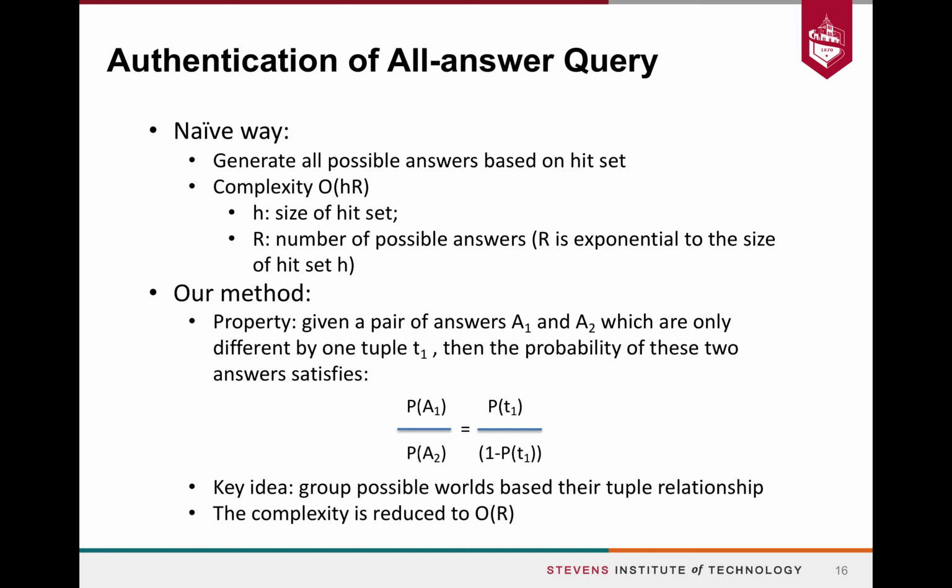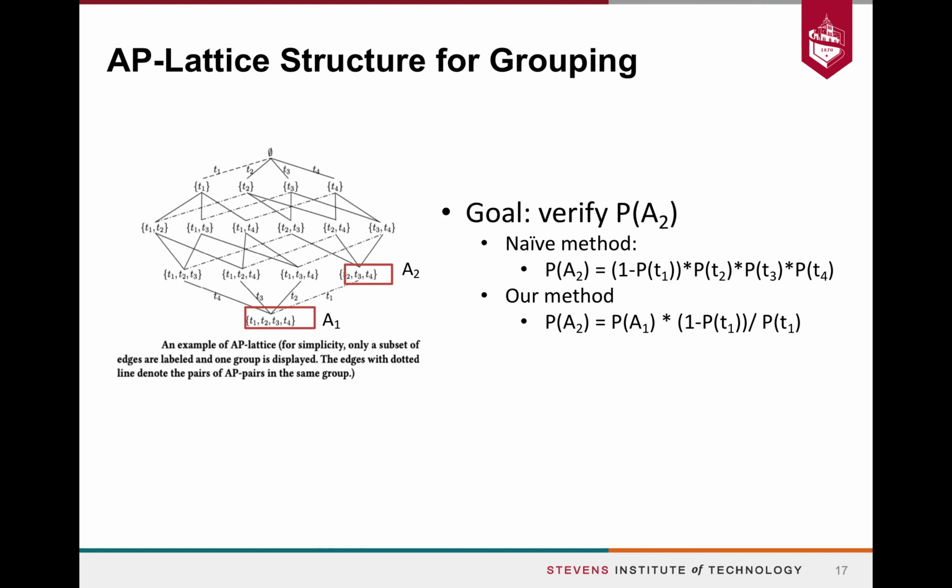So, given a pair of answers which differ at just a single tuple T1, the division of the answer probabilities is just the ratio between the tuple probability and 1 minus the tuple probability. So based on this finding and this property, we design an AP-Lattice structure. In this structure, each node corresponds to a possible answer, while each edge indicates the difference between the two answers.